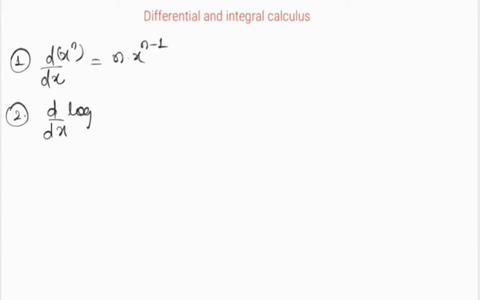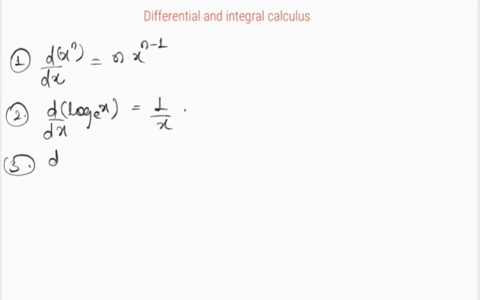In this video, we will revise a few questions related to differential and integral calculus. So, d(x to the power n)/dx is equal to n x to the power n minus 1. Second, d/dx of log base e x is equal to 1 by x.